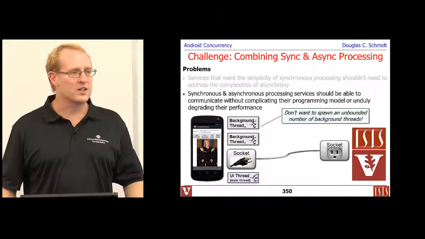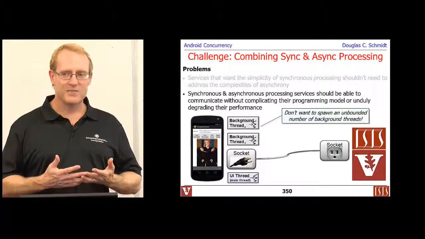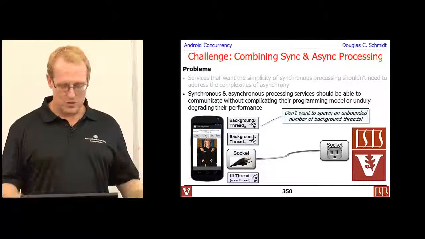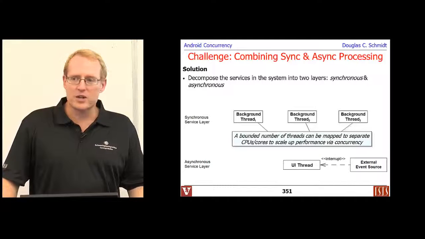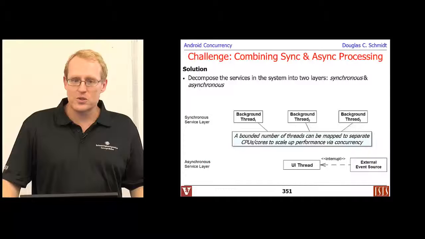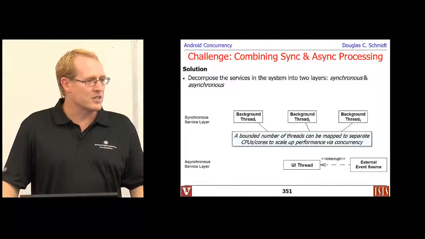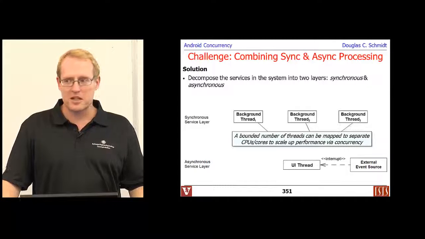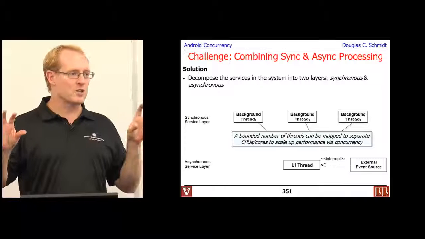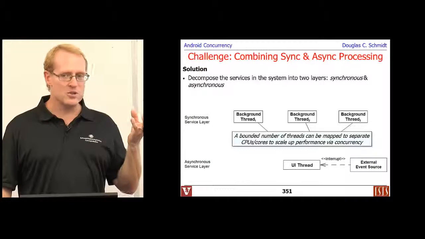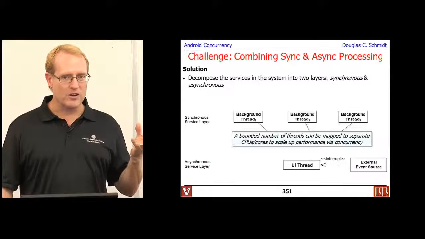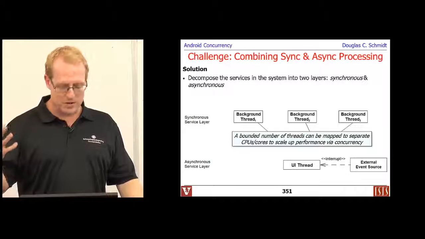So you might not want to just let unbridled use of threading be the way that you do things. So what we're going to do to address this is decompose the software into two layers. Sometimes you can think of these as layers; sometimes you just think of them as two different partitionings of the software solution space. One part of the software is going to handle the asynchronous part, and the other part is going to handle the synchronous part.